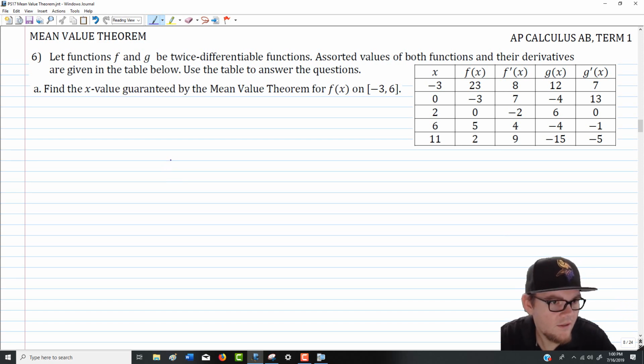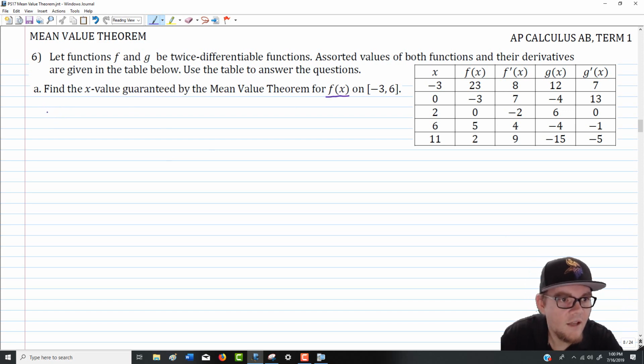So in our statement of 6, it says let functions f and g be twice differentiable functions. Selected values of both functions and their derivatives are given in the table below. Use the table to answer the questions. So our table's off to that side. I don't know, it's hard to go backwards. In question 6a specifically, we're asked to find the x value guaranteed by the mean value theorem for f of x on the interval from -3 to 6. So from -3 to 6, there's a bunch of different things to go through. First thing I want to point out is we're talking about function f, and it tells us that f is twice differentiable.